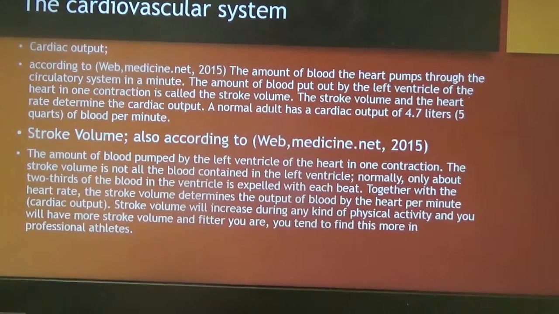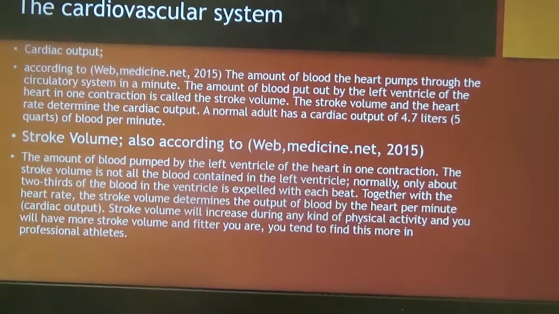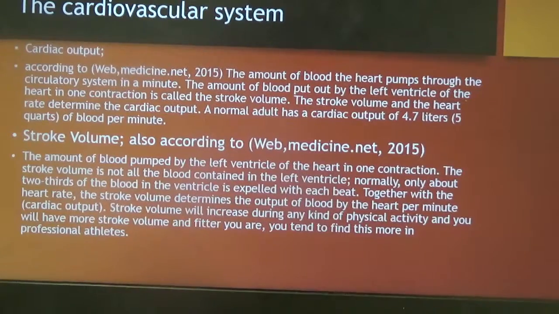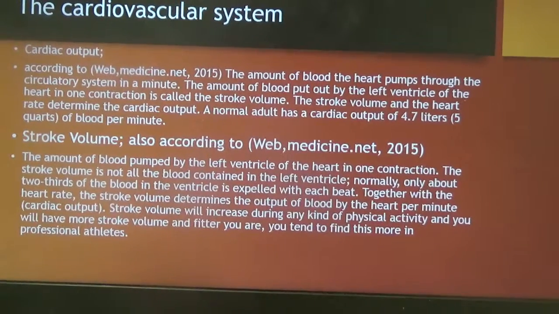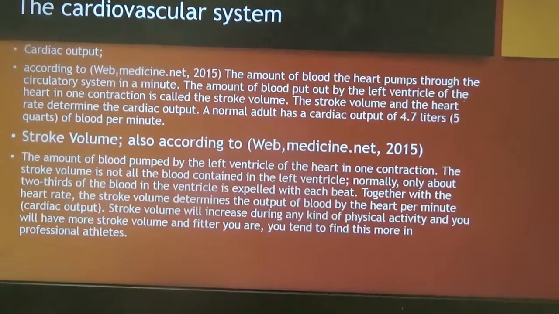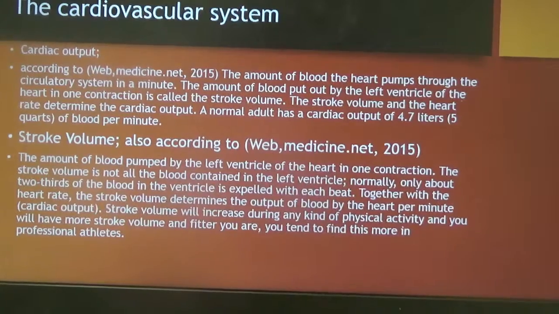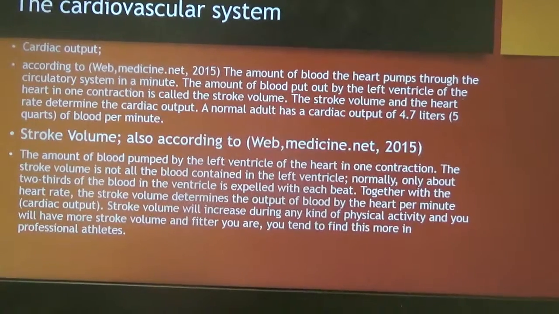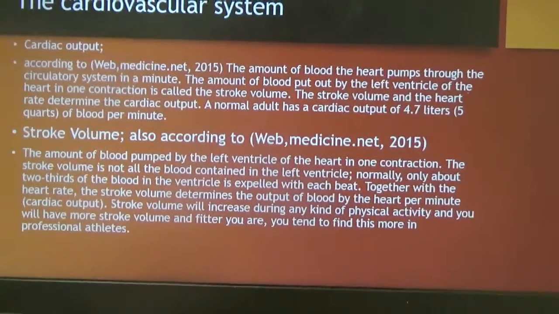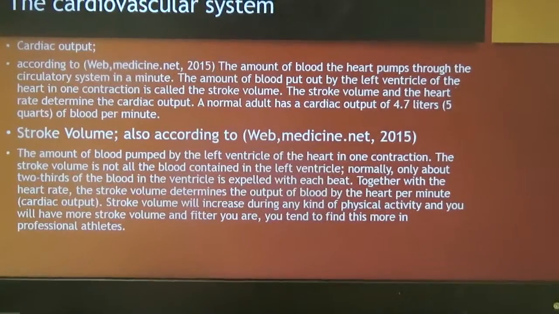Also, according to the same website, stroke volume is the amount of blood pumped by the left ventricle of a heart in one contraction. The stroke volume is not all the blood contained in the left ventricle. Normally only about 2/3 of the blood in the ventricle is expelled with each beat. Together with the heart rate, the stroke volume determines the output of blood by the heart per minute. Stroke volume will increase during any kind of physical activity, and you'll have more stroke volume the fitter you are. You tend to find this more in professional athletes.